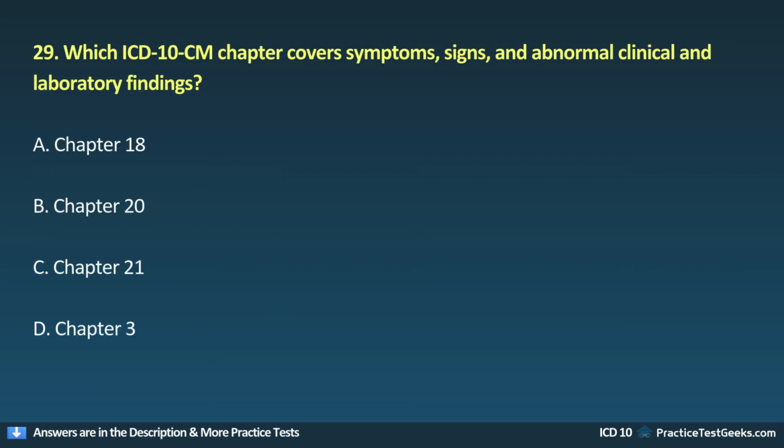29. Which ICD-10-CM chapter covers symptoms, signs, and abnormal clinical and laboratory findings? A. Chapter 18. B. Chapter 20. C. Chapter 21. D. Chapter 3.